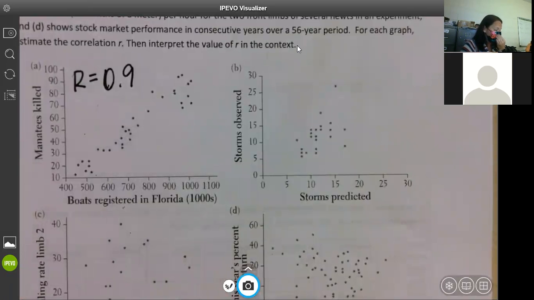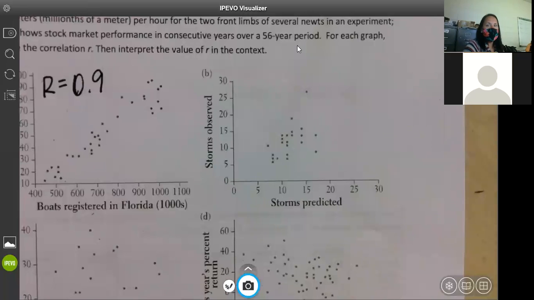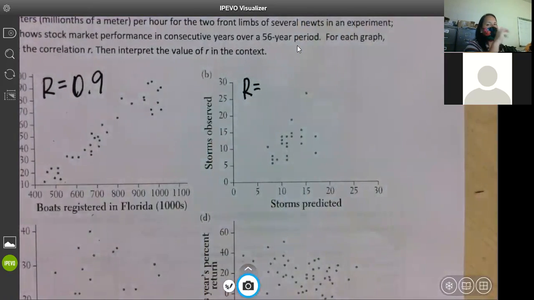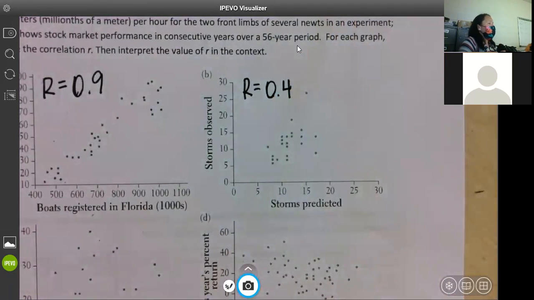So on the next one, what do you think about this one? It's pretty weak. 0.6 something. Is it increasing or decreasing? It's positive. Okay, so it is positive, so we're going to have a positive number. But you said it was really weak because it's all kind of scattered out, right? So give me a good one. I say like 0.5, 0.4. I did 0.4. The book does 0.4. It's just an estimate.